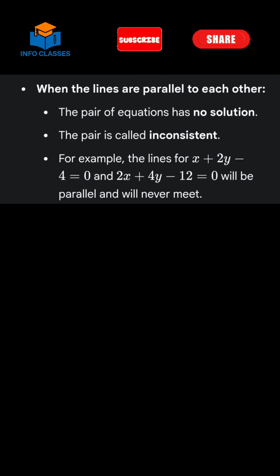When the lines are parallel to each other, the pair of equations has no solution. The pair is called inconsistent. For example, the lines for x plus 2y minus 4 is equal to 0 and 2x plus 4y minus 12 is equal to 0 will be parallel and will never meet.